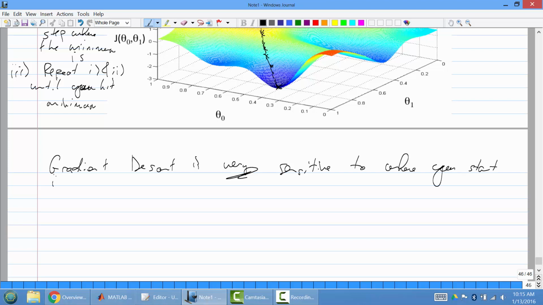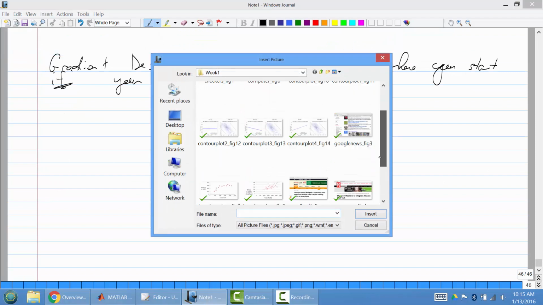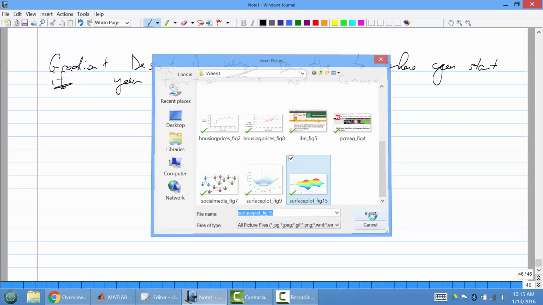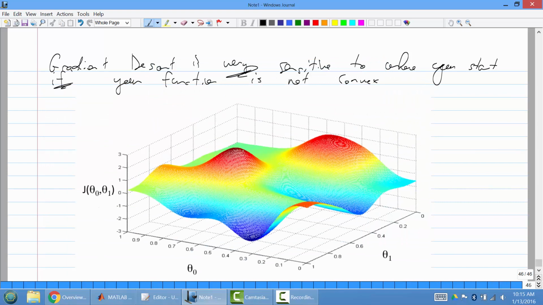Okay? If your function is not convex. So for example, let me do this one more time. Let's say I started at an initial position that was maybe slightly to the right instead of where I initially started. So maybe I'll start over here, for example.